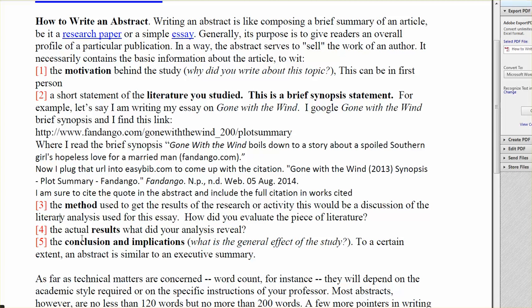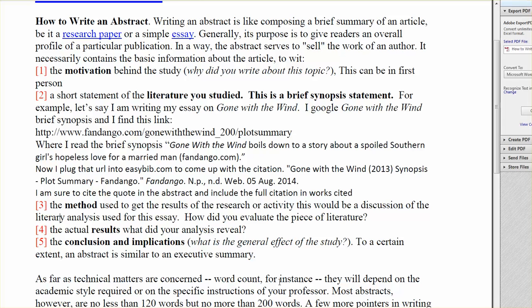Next, the actual results. What did your analysis reveal? After careful study, what did you learn about the character's journey? What did you learn about the poet, or whatever the literature that you have chosen? You will write 1, maybe 2 sentences that explain the actual results of your study.